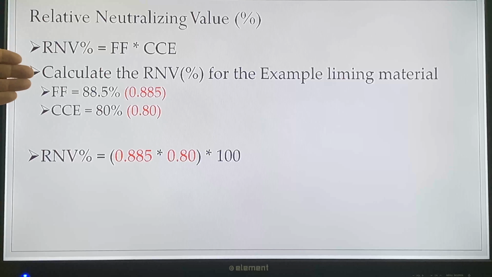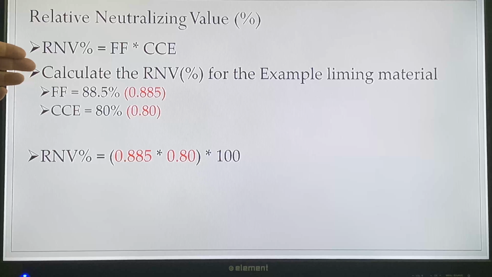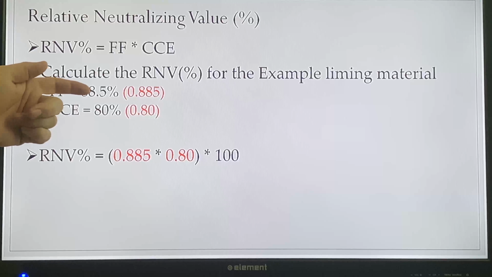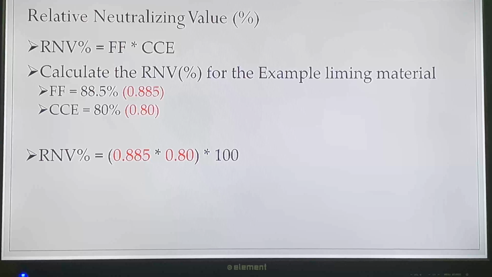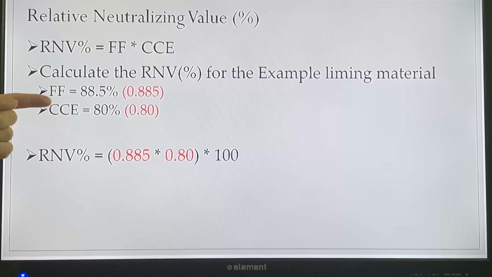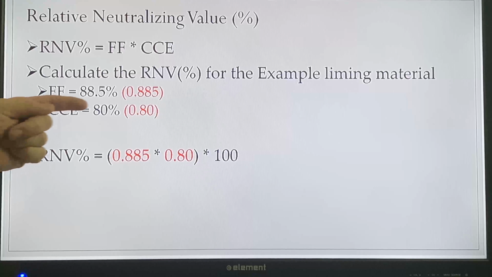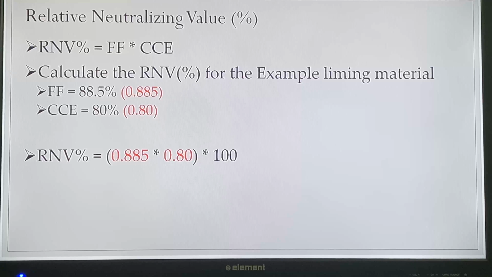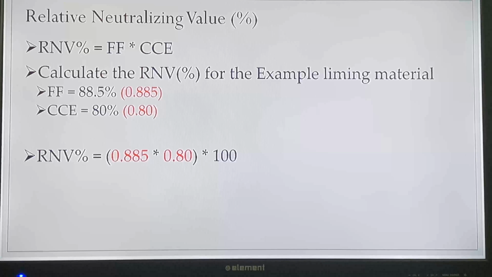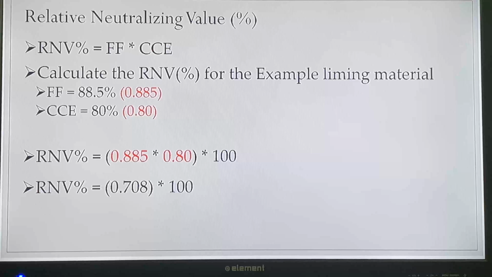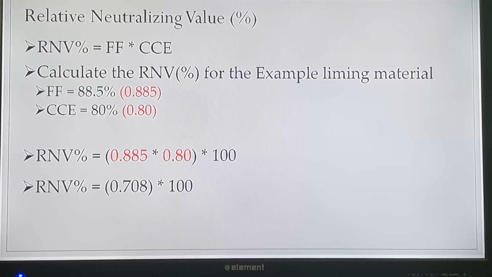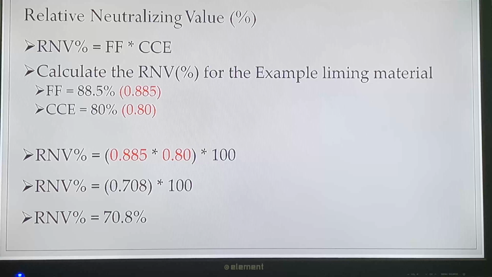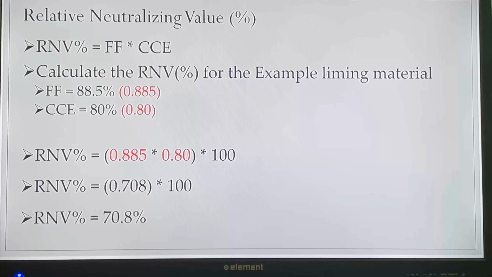So we're going to take that liming material from our example. We will calculate the R&V. We know that the fineness factor was 88.5%. That needs to be changed to a decimal. Our calcium carbonate equivalent is 80%. That needs to be changed to a decimal. We will multiply 0.885 times 0.80, which gives us 0.708. Multiply that times 100, which will give us the percentage as a whole number of the relative neutralizing value.